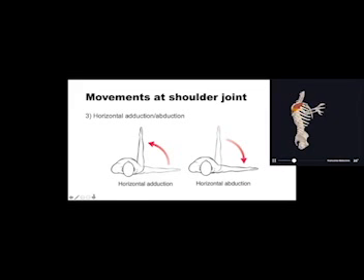The next movement is horizontal abduction and adduction. Typically, abduction is when you bring your arm up towards your head from the outside. But with horizontal, when you bring your arm to the side about 90 degrees and bring it across your body, that's horizontal adduction. The opposite would be horizontal abduction, and you can keep going from the 0 degree position farther back towards your spine.